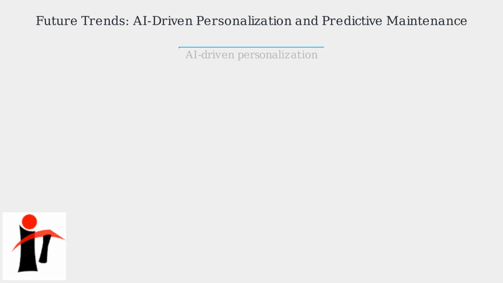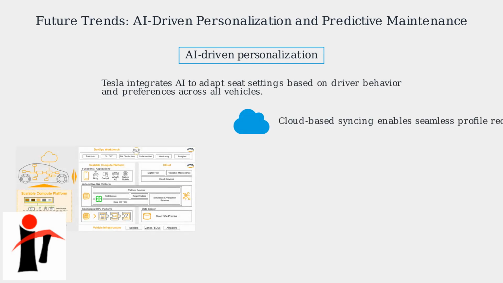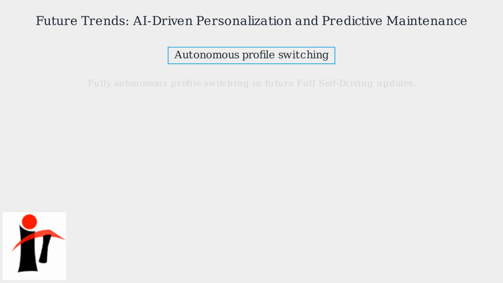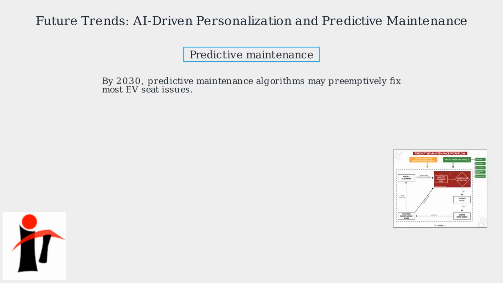The future of EV seat settings involves AI-driven personalization and predictive maintenance. Tesla is integrating more cloud-based syncing for seamless profile recovery across vehicles. Expect fully autonomous profile switching in future full self-driving (FSD) updates. By 2030, predictive maintenance algorithms may preemptively fix most EV seat issues.